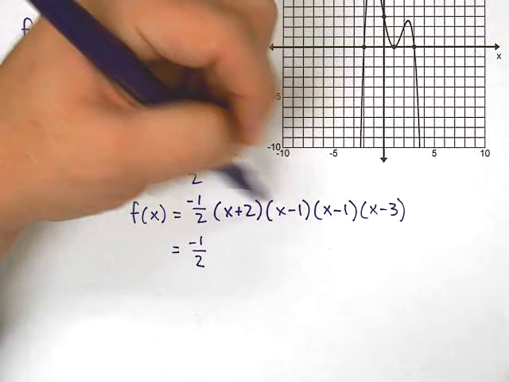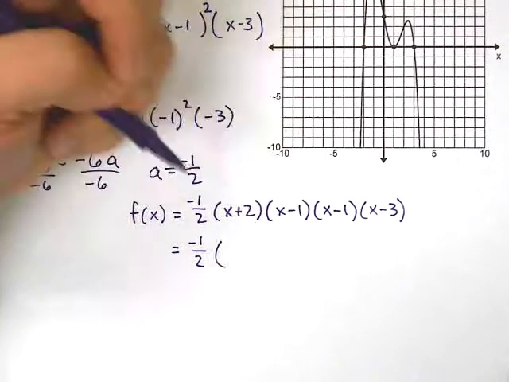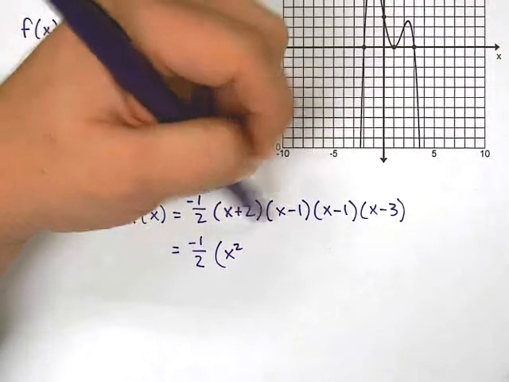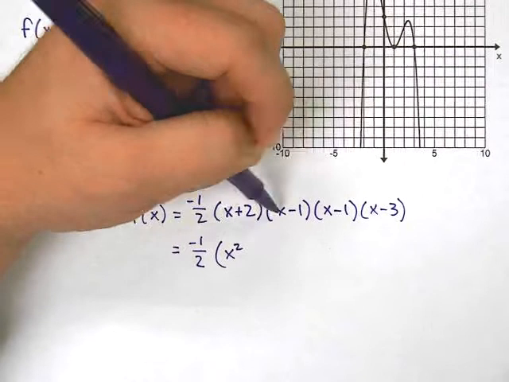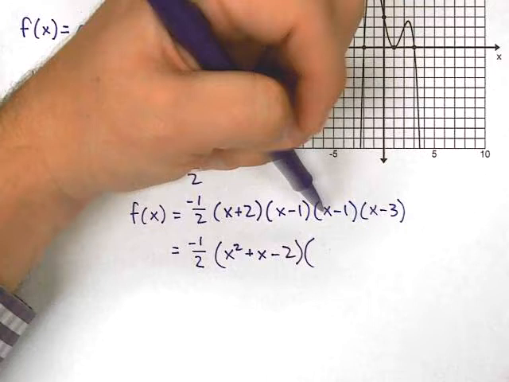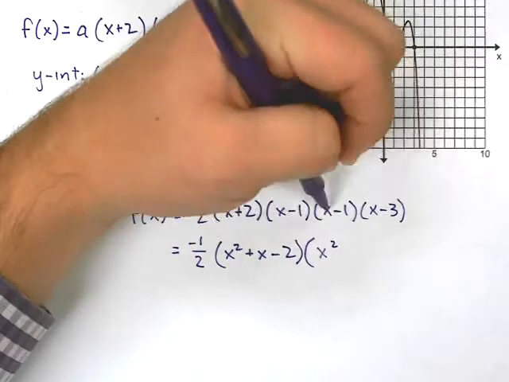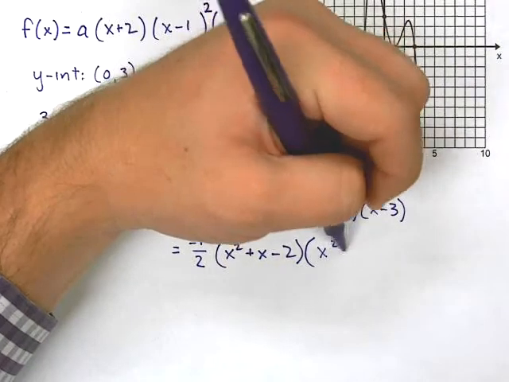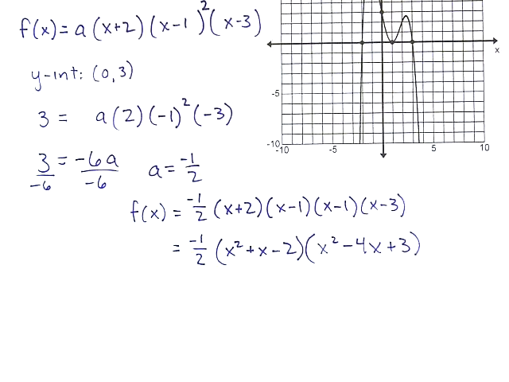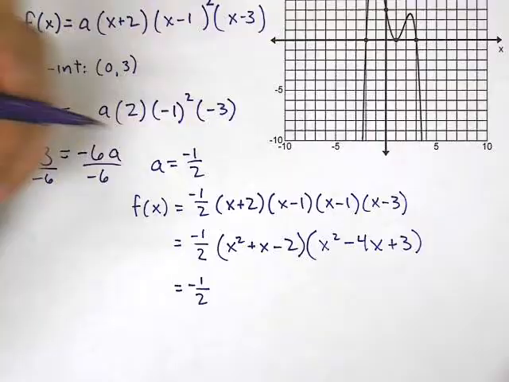There's really not a great way to do this. There's no conjugates, so I'm just going to do it as I see it. I'm going to say that this is going to be x squared, and then outers and inners. So that's negative 1, positive 2. Okay, positive x minus 2. And then I'm going to do the exact same thing with my other two. So x squared, negative 3, negative 1. So negative 4x, and then plus 3. What are we going to do? We're going to keep distributing.